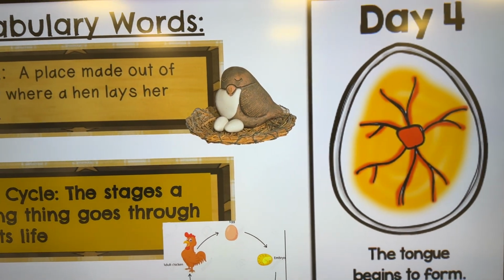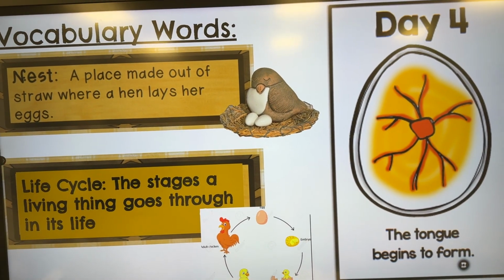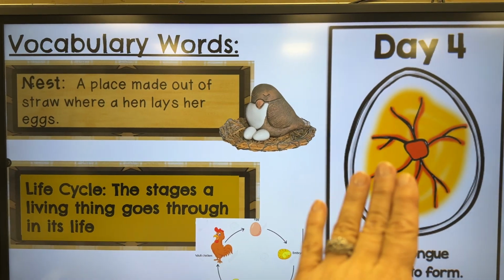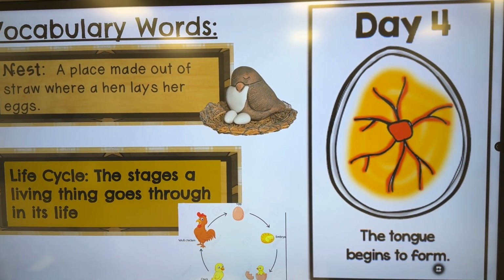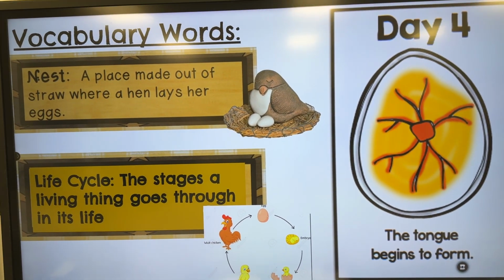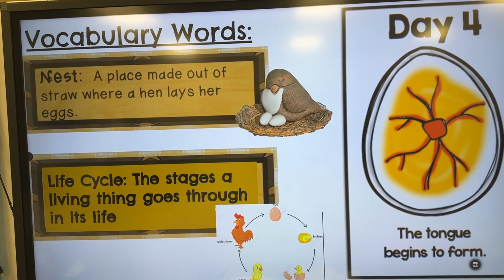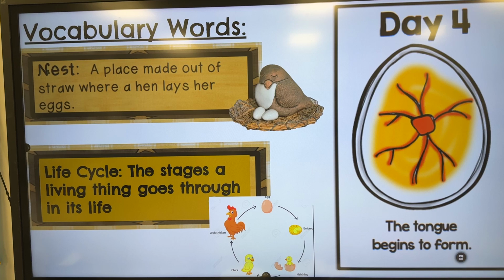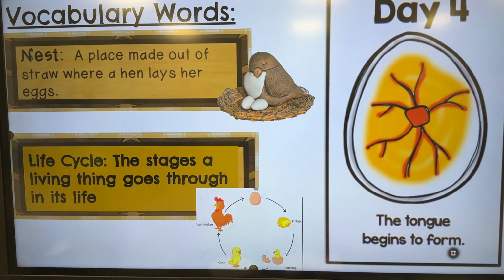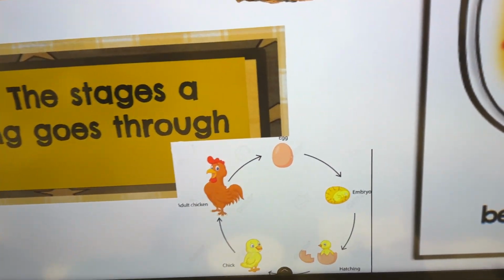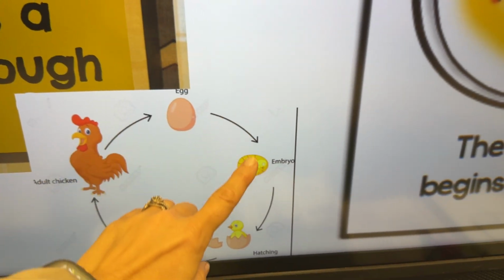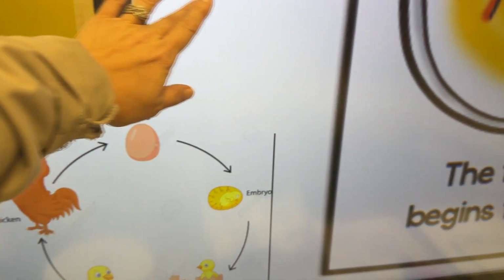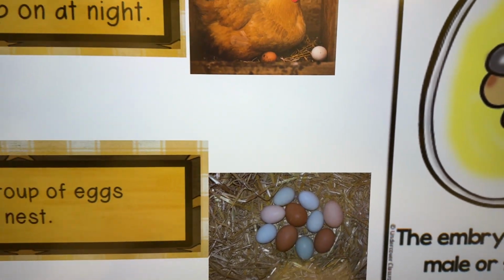On day four, already you see the tongue beginning to form. Again, you're taking information and putting it into a funny narrative story. So when you wrote about the tongue, remember we talked about feeling something wet and wondering what that wet thing was in your mouth. We learned that a nest is a place made out of straw, and the life cycle. We've looked at several life cycles this year with the caterpillar, the pumpkin back in October with Pumpkin Jack, and now the chicken.